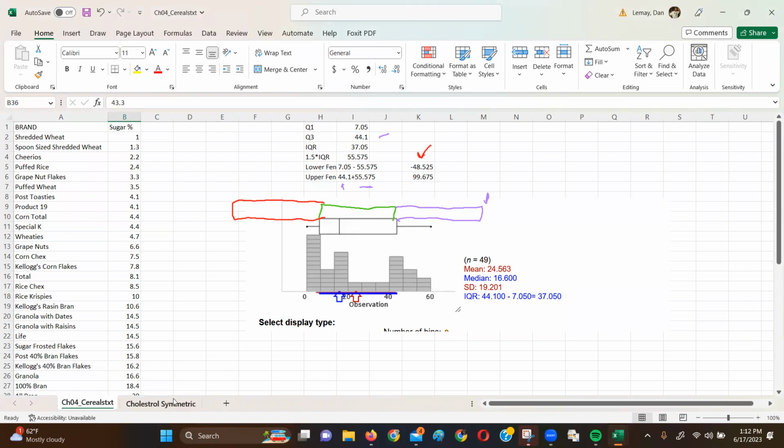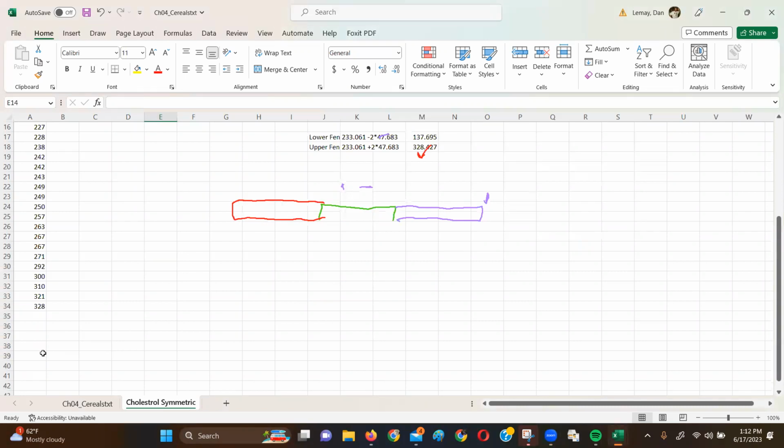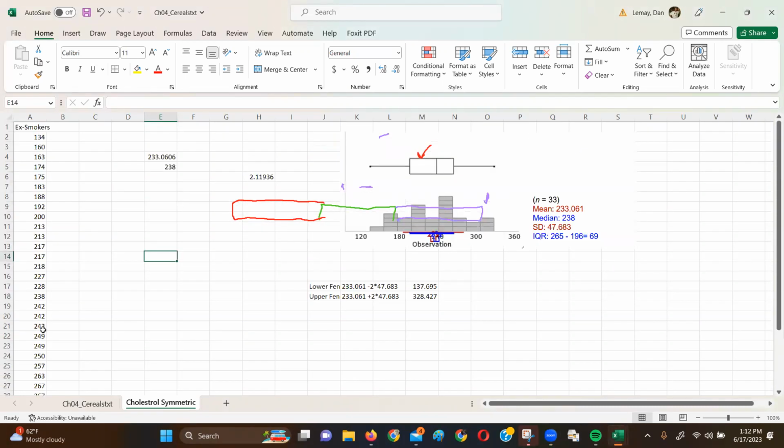Now the other set of data I came across is cholesterol levels in non-smokers, and they sampled 34, 33 ex-smokers. So then I could ask, well, what's the shape of it? I used that same software to make a box plot and a histogram. It's not perfectly symmetric, but it's not looking half bad.